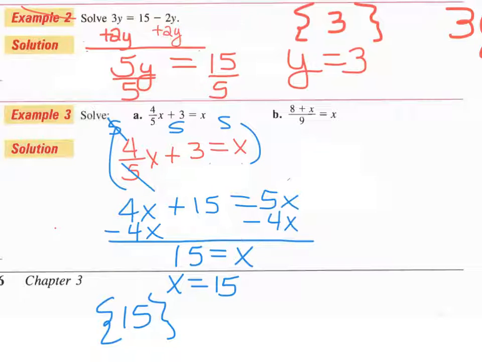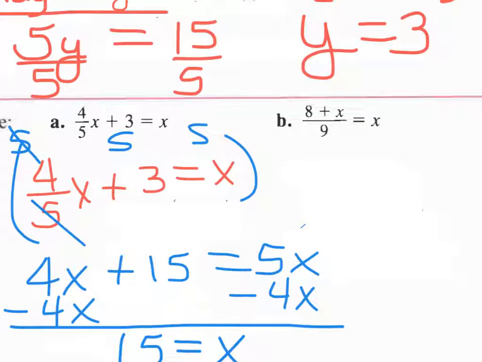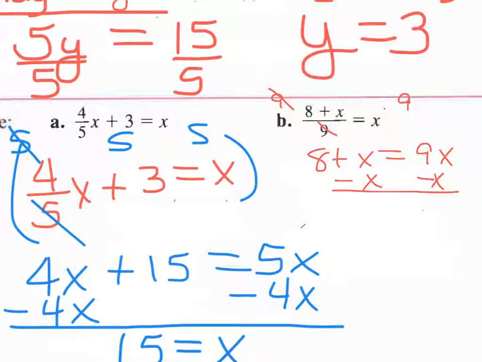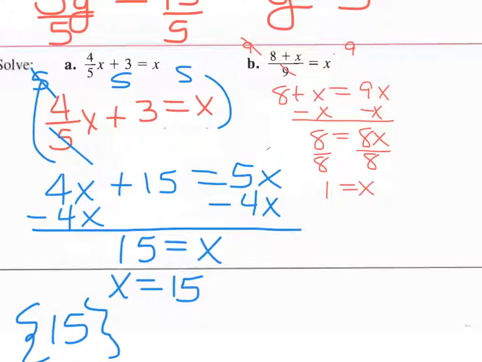On part B here, I'm going to do the same thing. I'm going to clear my fraction first. So I'm going to multiply both sides of my equation by 9. It will clear the fraction. Okay, so here 8 plus x equals 9x. And then I'm going to move the x over. And then 8 equals 8x. Divide by 8. And 1 equals x. So again, you can leave it like that, flip it around, or also put it in the set brackets.